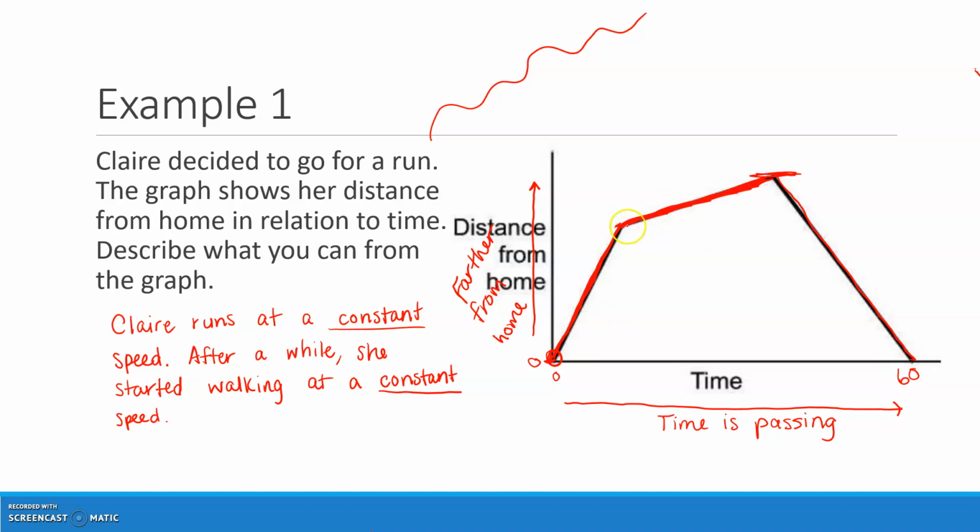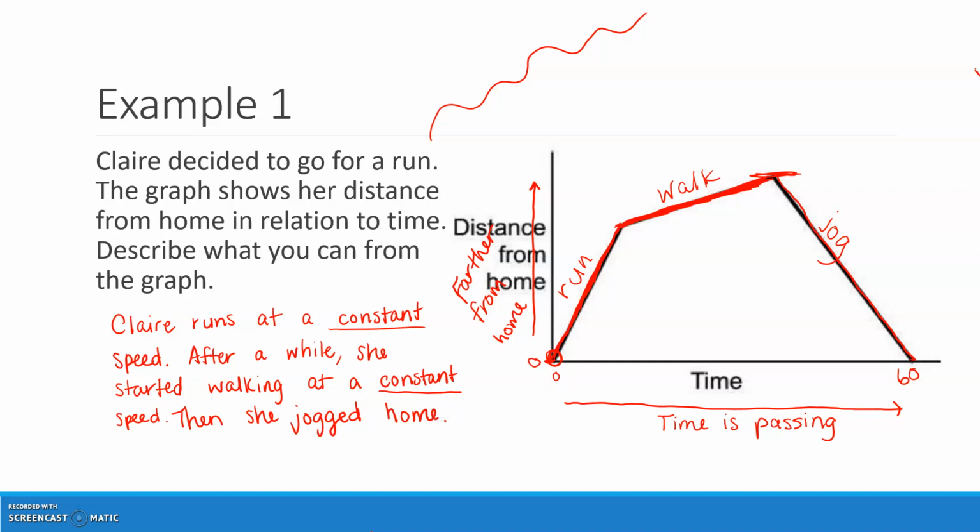And so she's not walking. Here she was walking. I would say that this is a run. And so maybe here she's jogging. Then she jogged home.